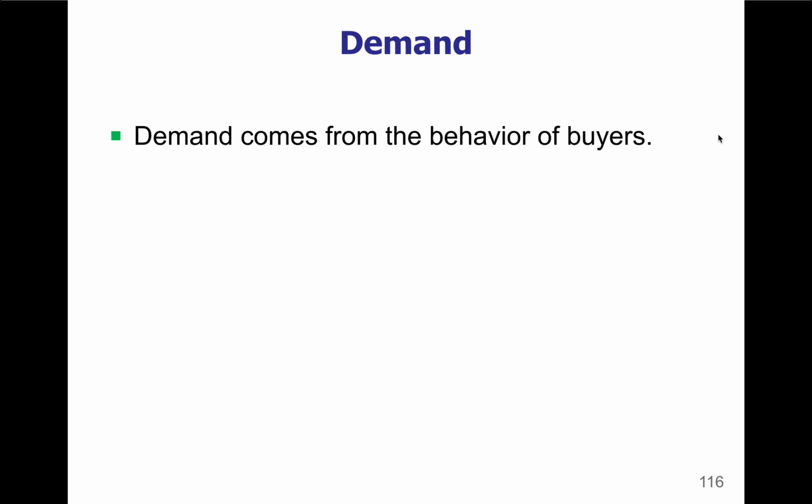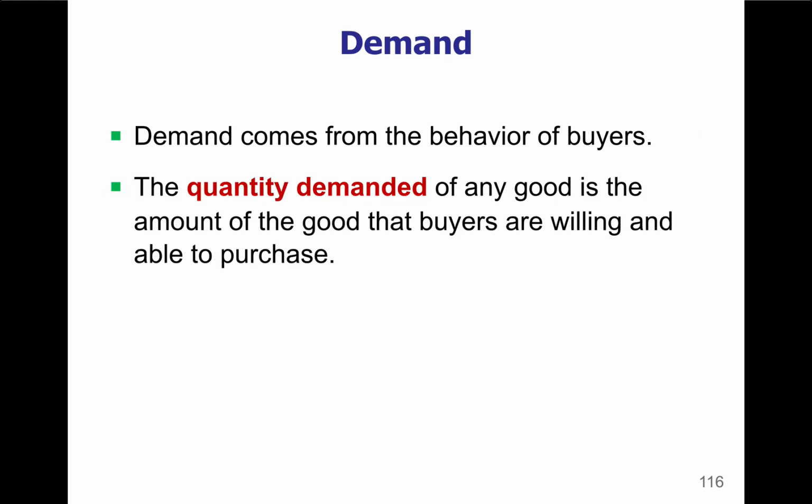So let's talk about demand. Demand is the behavior of buyers in this market. And buyers, of course, are people who are willing and able to buy the product that you're looking at. The quantity demanded is the amount of quantity of units that buyers are willing to buy at any certain price. So if you know that a product is going to be $10, then there's a certain amount of customers out there that are willing to buy that product at $10.